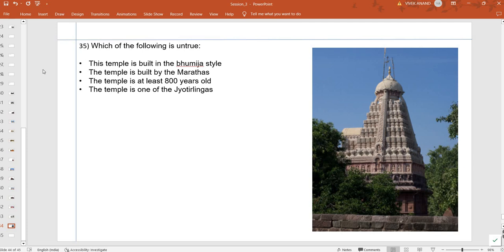No, no. You are saying that this statement is wrong: the temple is at least 800 years old. That statement should be true because it looks new. It may be possible that it has been washed properly. I'm asking about the feature which you can see and tell that no, this is not that old a building. This is a recent building, or an 18th or 19th century building. Which is that feature?